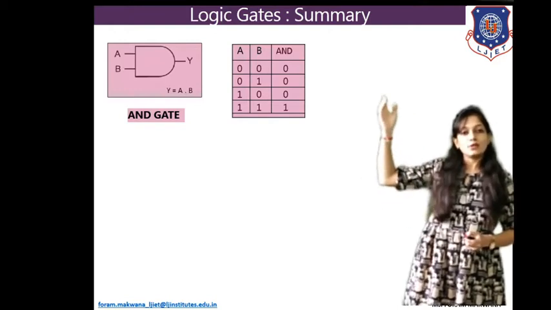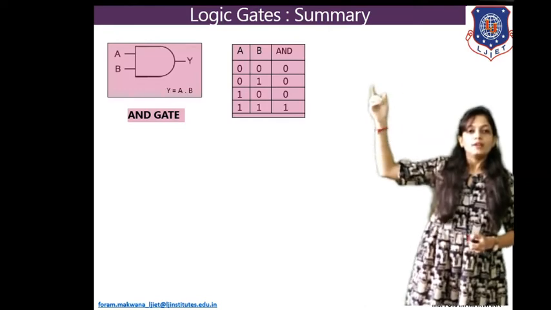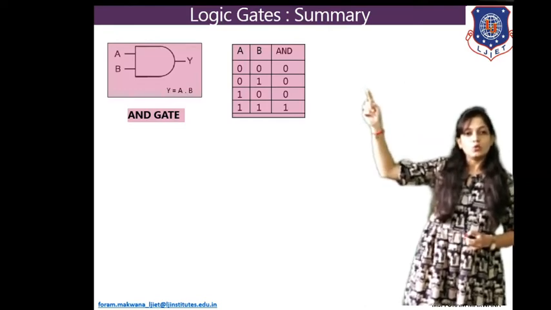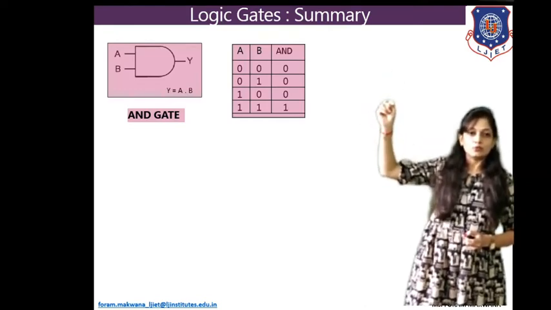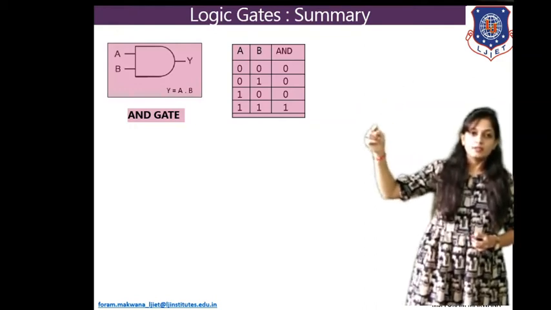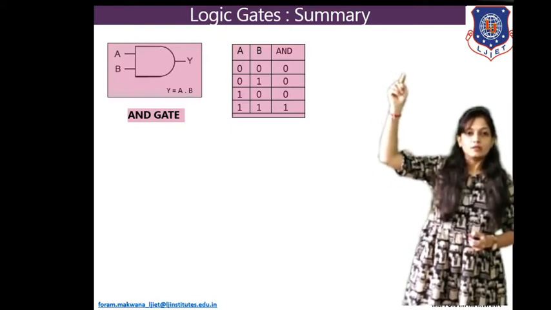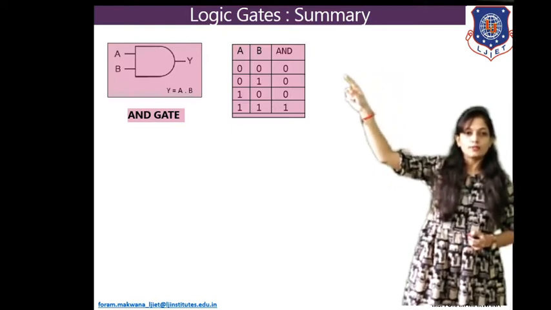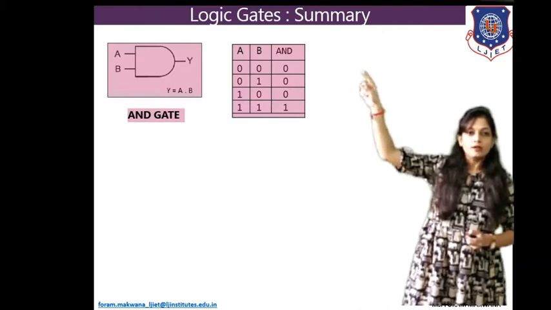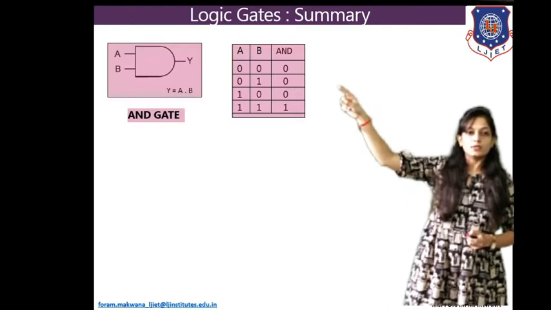Based on the state of its inputs, our AND operation works like this: if any of the inputs is 0, our output is going to be 0. You can see from the first, second and third cases. First case, both the inputs are 0, output is 0. Second, one of the inputs is 0 and the other is 1, output is 0.